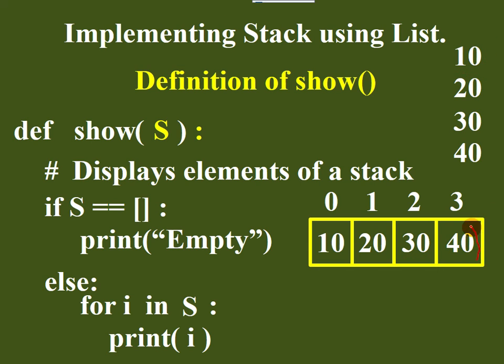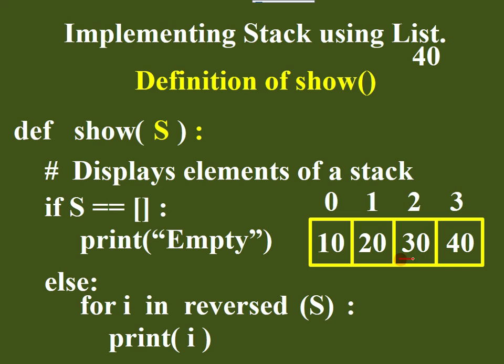So if you want the topmost element to be displayed first, reverse this list. And how do you reverse the list? You can use the keyword reversed within bracket S. So reversed of S will return the topmost element first. So here 40 returned, variable I contains 40, 40 displayed. Similarly, the next one returned 30. So here 30 returned, variable I contains 30, 30 displayed in the computer's monitor. Similarly 20 and 10.